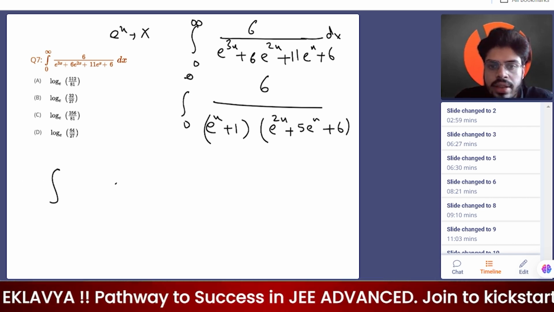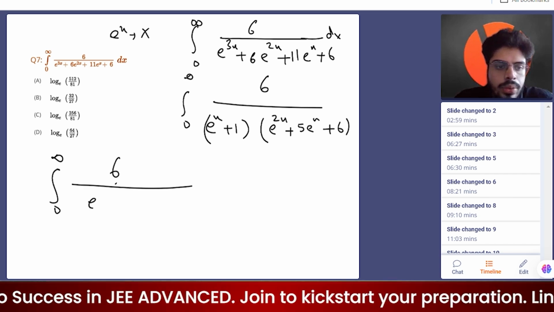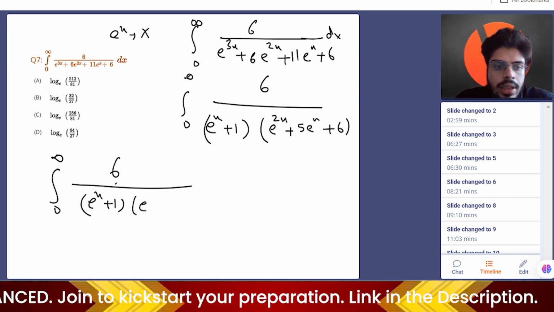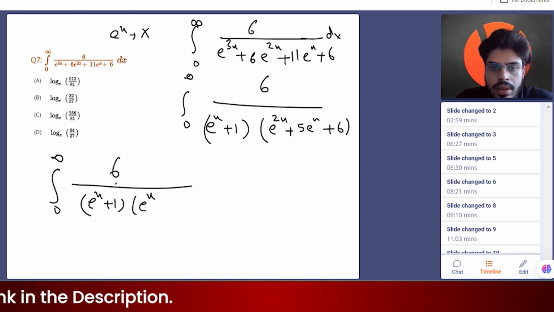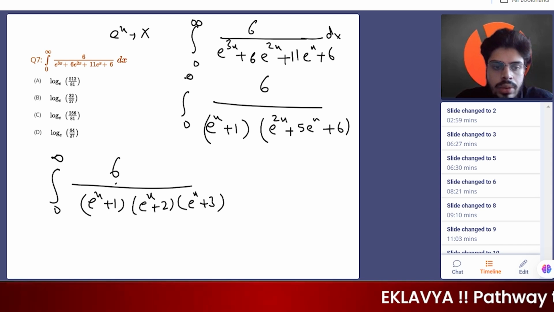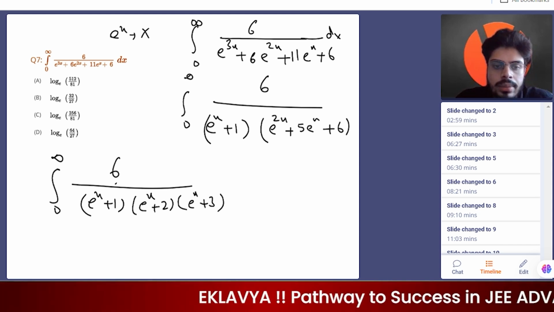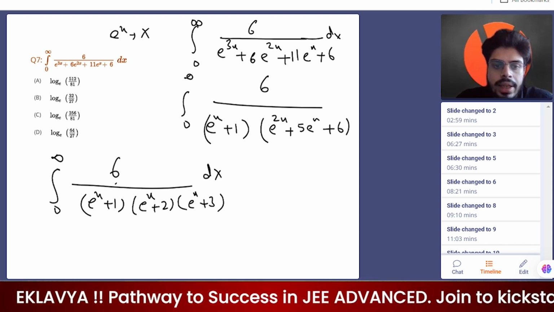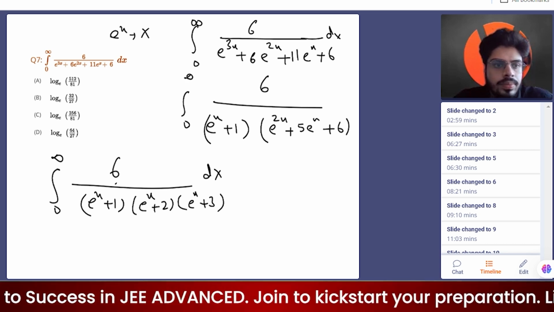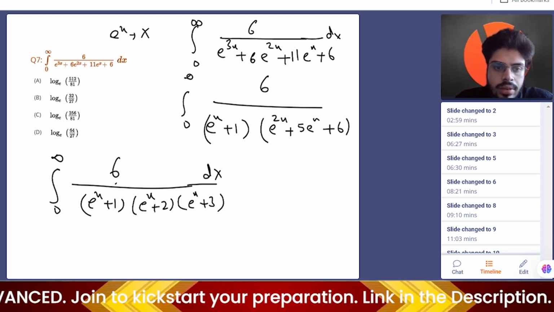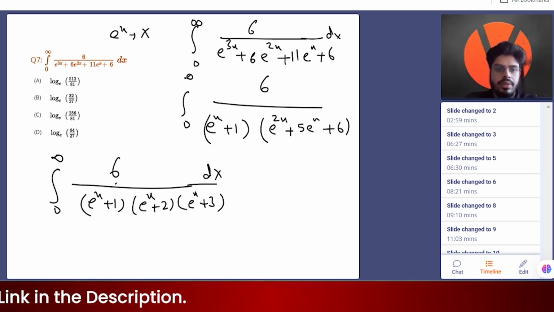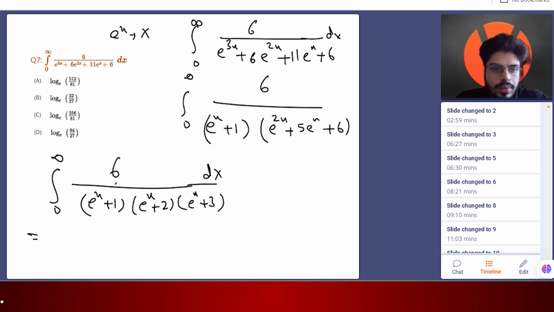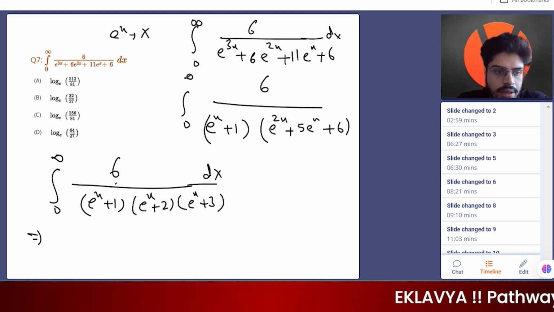So I think we can factorize this further also. So the integral from 0 to infinity of 6 upon e power x plus 1, e power x plus 2 and 3. You can break the middle term, so 2 and 3, dx. So yeah, we got the factors. Now we can take the help of partial fraction.